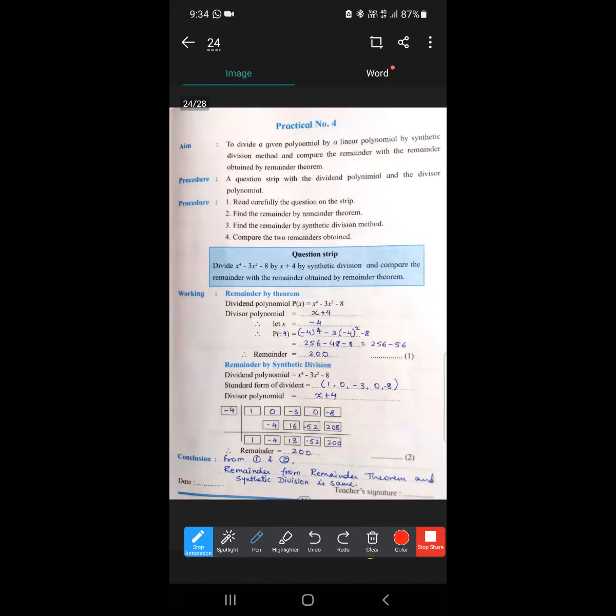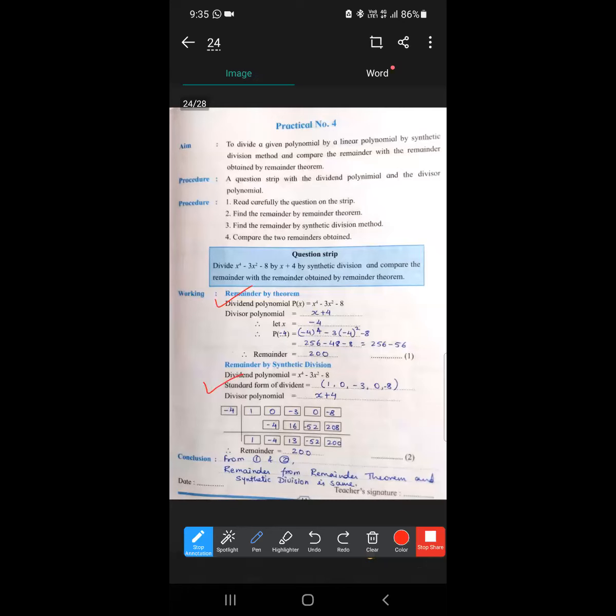Now for synthetic division, as you know, whatever the dividend is, it should be arranged in ascending order. The polynomial should be arranged in ascending order. If it is not, then you need to arrange it. So here x raised to 4 minus 3x square minus 8 is already arranged. This is the first step. Second step: standard form of the dividend, or the coefficient form.